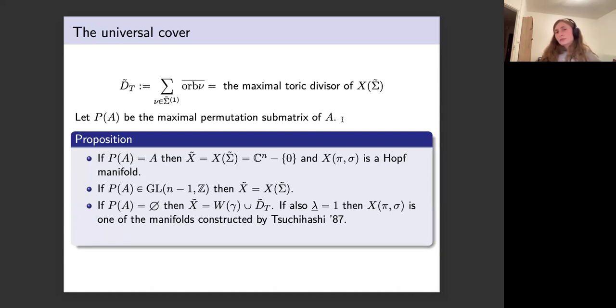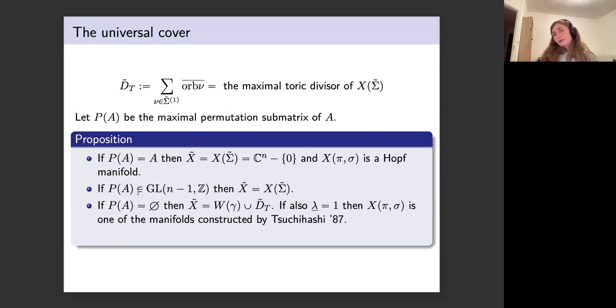In particular, in A, you might have columns which are standard columns and which just correspond to a permutation. So we denote by PA the maximal permutation submatrix of this matrix. This permutation matrix could be just A. So in particular, if A is the identity, that's it. That corresponds to Hopf manifolds, and then you know that the universal cover is just the full toric variety associated to it.